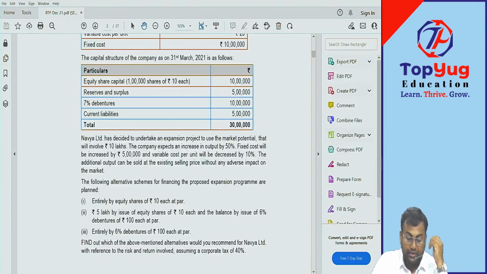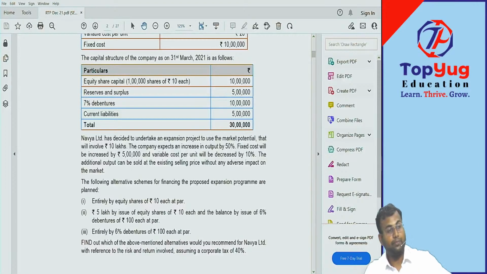Navya Limited decided to undertake an expansion project. You remember we also did one project where they take another 6 lakhs they have raised. Expansion project to use the market potential that will involve rupees 10 lakhs. So how much additional funds they require? 10 lakhs. The company expects an increase in the output by 50%. So new scenario is currently they have 1 lakh output. If they take up an expansion, then output would be 1 lakh 50,000. Fixed cost will be increased by 5 lakhs. So now fixed cost also will increase from 10 lakhs to 15 lakhs. That is only one new change which we are seeing.